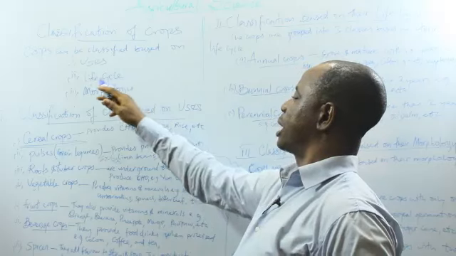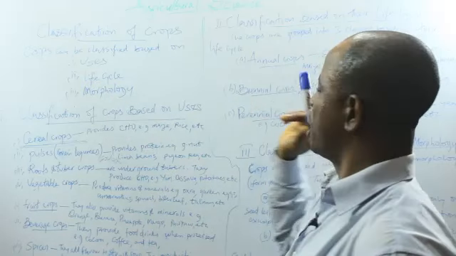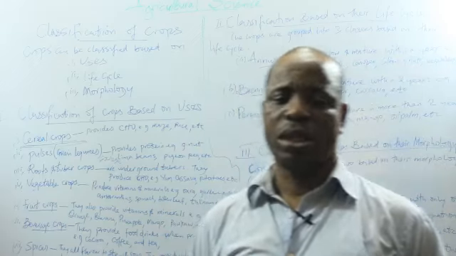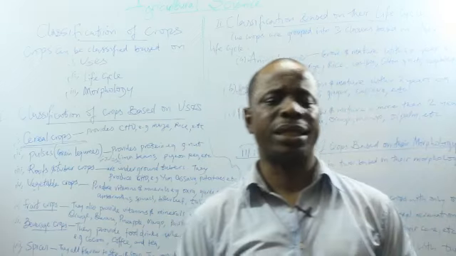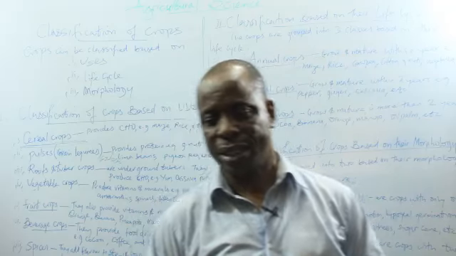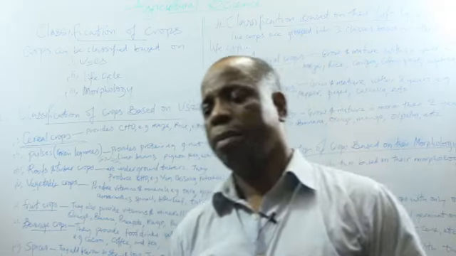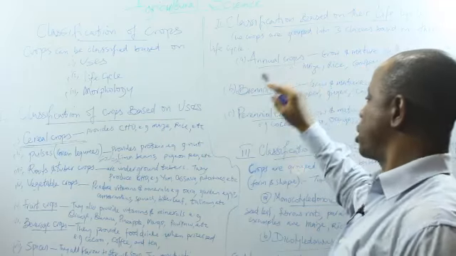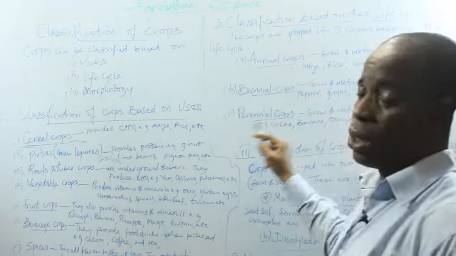Now let's look at classification based on life cycle. When we talk about life cycle, we talk about the length of time the crops will stay on the farm, from the time of planting till the time it's harvested or dies. That's life cycle. Based on life cycle, crops are classified into 3: the annual crops, biennial crops, and perennial crops.